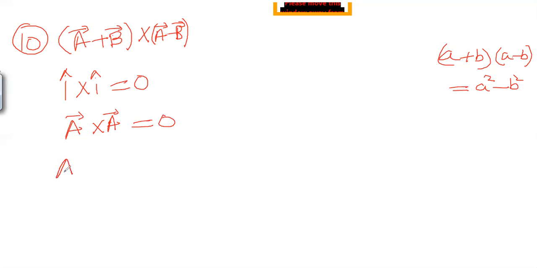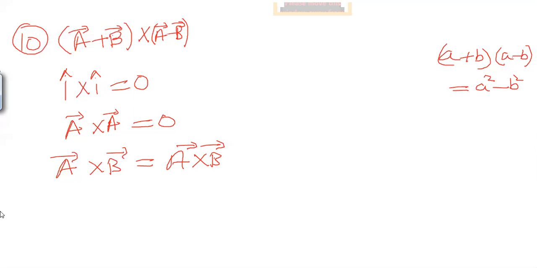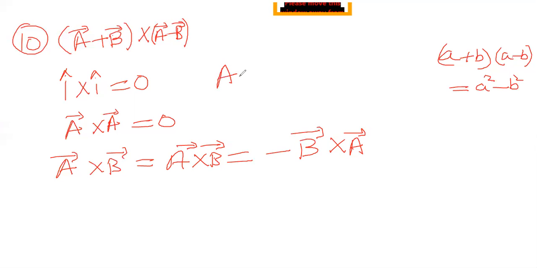But A bar with some other vector, A bar cross B bar, is nothing but simply A bar cross B bar. We don't know what that is because they have not given the components of A bar and B bar. So we simply write A bar cross B bar. That's it. And I also told you one more important point. A bar cross B bar can also be written as minus of B bar cross A bar, because the cross product is not commutative, it is anti-commutative.